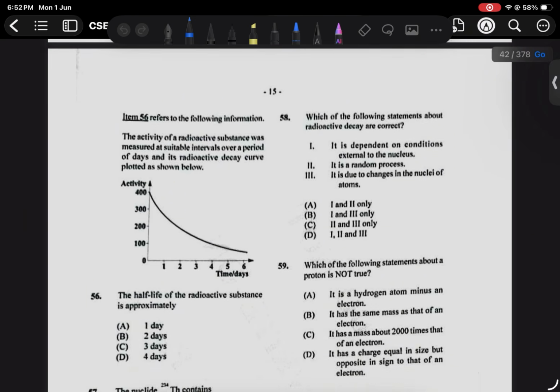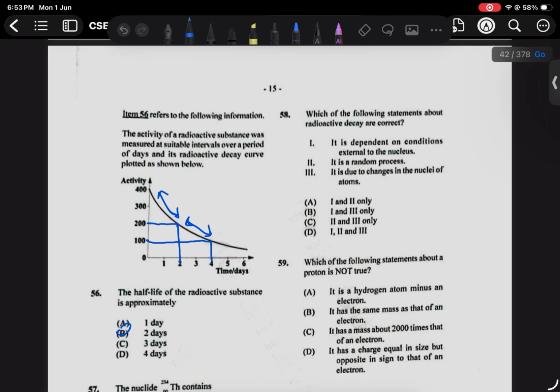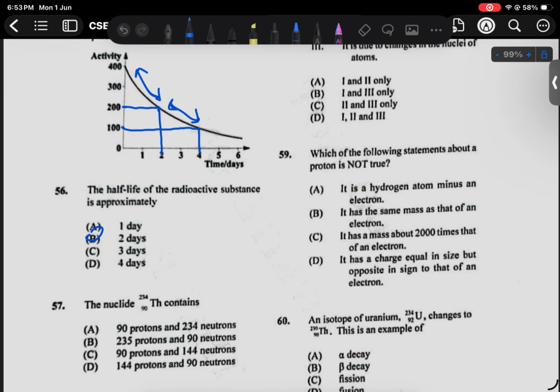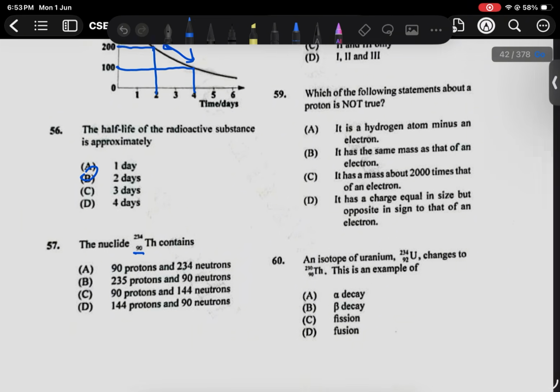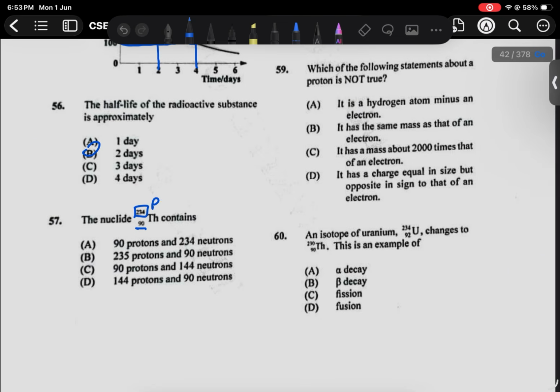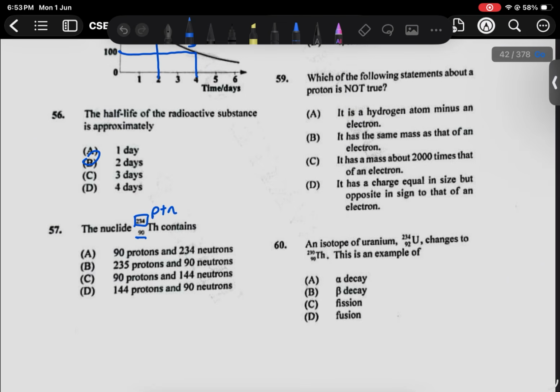The half-life of the radioactive substance is approximately, so let's find one half-life. That's approximately 2. Let's do another one to be sure. That's approximately 4. So it's 2 days on average. The nuclide contains, this is the proton number, 90 protons, and the mass number consists of protons and neutrons. To find the number of neutrons, we subtract the number of protons from the mass number, which is 234 minus 90, and we'll get 144.